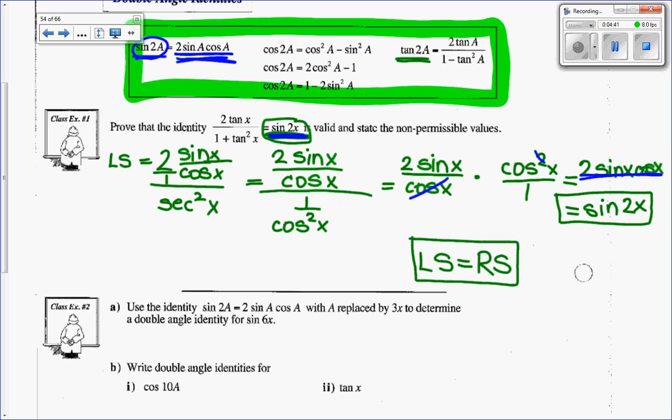Okay, now again, it says that we have to state the non-permissibles, and we learned about that in the last lesson. So that means we need to look for any tans, cotans, secants, and cosecants. Well, in this case, I do have some tans, so I need to deal with those. And so I know tan is sine over cos.